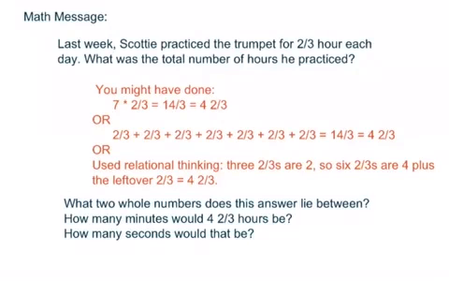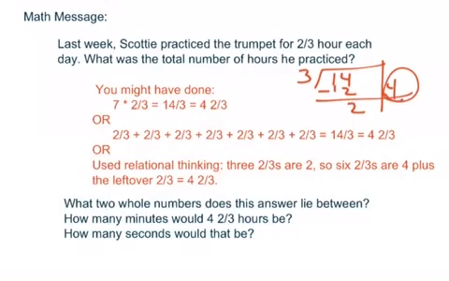Alright, here's some things you could have done. You could have said, well, I could do 7 for the days in the week times 2/3, which equals 14/3, because we know that we always multiply the whole number by the numerator. That gives me 14, and I keep the denominator thirds. And if I convert that by doing a quick division problem, 14 divided by 3, I'm going to say 3 times 4 is 12. Subtract that gives me 2, which gives me my 4 and 2/3.